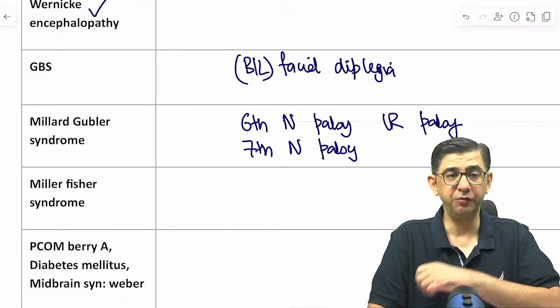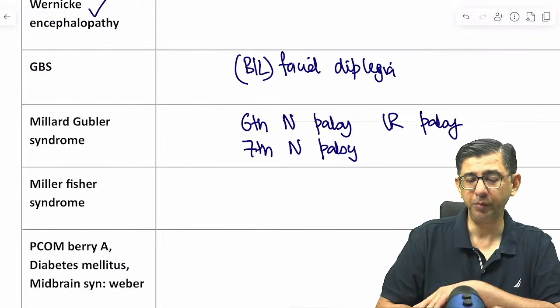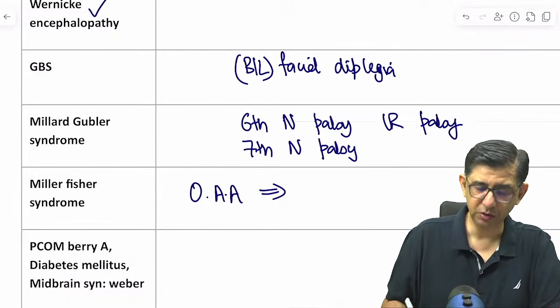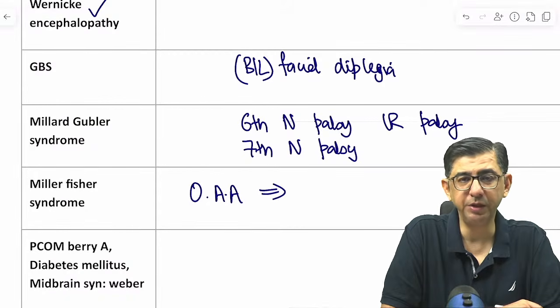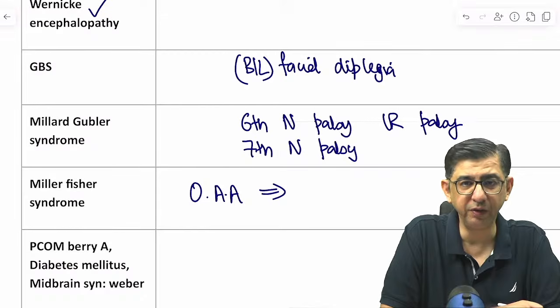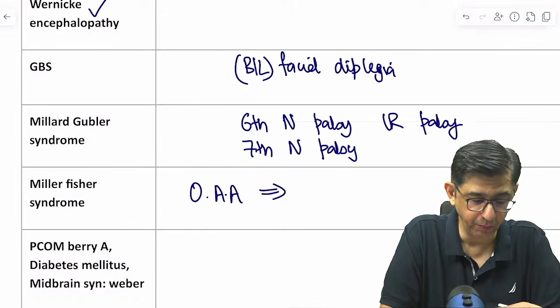Okay, then is Miller-Fisher syndrome, that will have ophthalmoplegia, ataxia. Here there is a triad. The triad that they love to ask is OAA: ophthalmoplegia, ataxia, and areflexia, because anyway it's a variant of Guillain-Barré syndrome, so areflexia has to be there because of the demyelination component here.